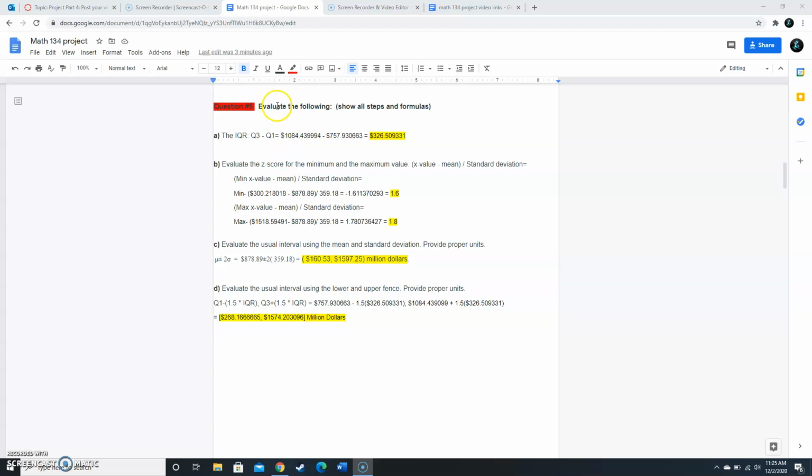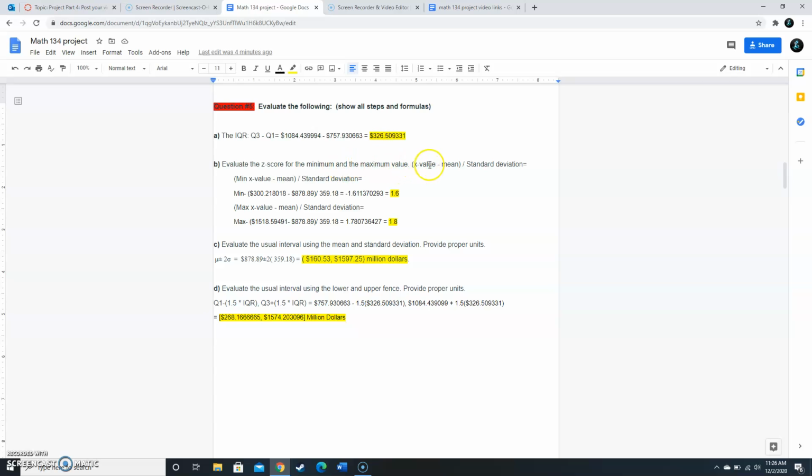We start with question 5, which is evaluate the following, and the first one was the IQR, which is Q3 minus Q1, which for me was $1,084.439994 million minus $757.930663 million. And I ended up getting $326.509331 million. B was to evaluate the z-scores for the minimum and maximum values.